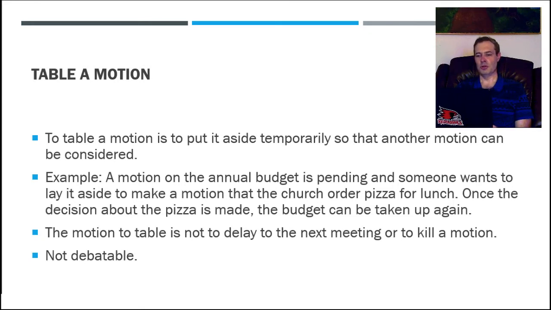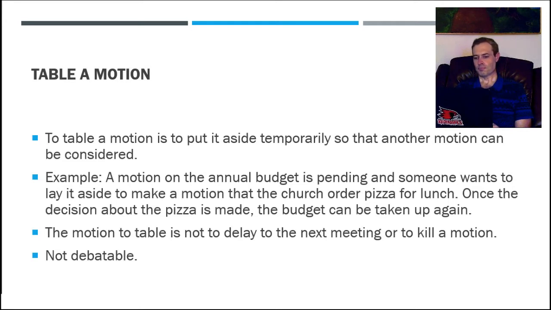To table a motion means to put it aside temporarily so that another motion can be considered. As an example, maybe we have a motion on the annual budget. Maybe the Finance Committee has come in, they made a recommendation that we adopt the annual budget. And so that motion is pending. There may be a lot of discussion about that. There may be a lot of amendments being made. There may be various motions going on.